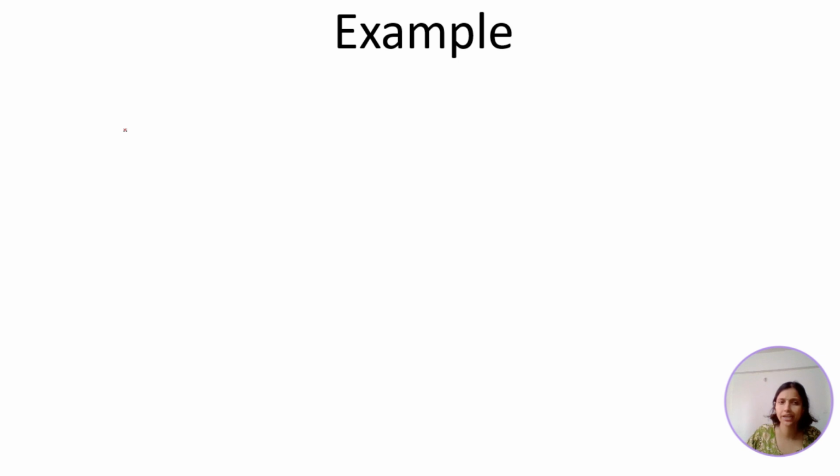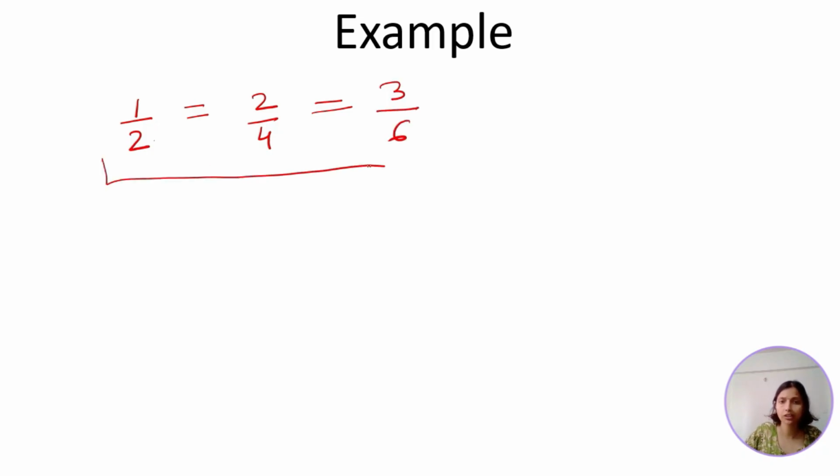Now let's understand equivalent fractions by visualization. I have a fraction 1 by 2. I know it is equivalent to 2 by 4. I multiplied the numerator and denominator by the same number 2. Now again I multiplied the numerator and denominator of 1 by 2 by 3. So all these three fractions are equivalent fractions. Now let's see by visualizing it.